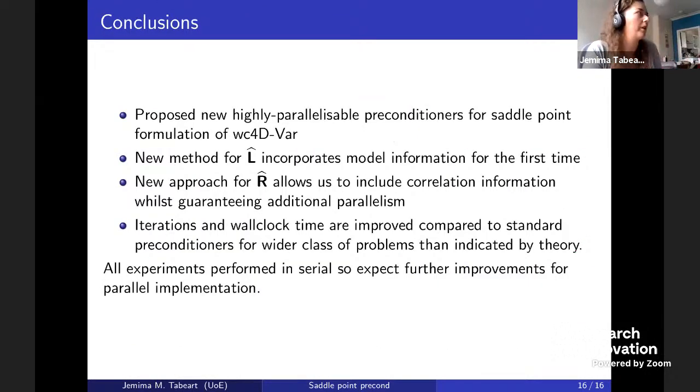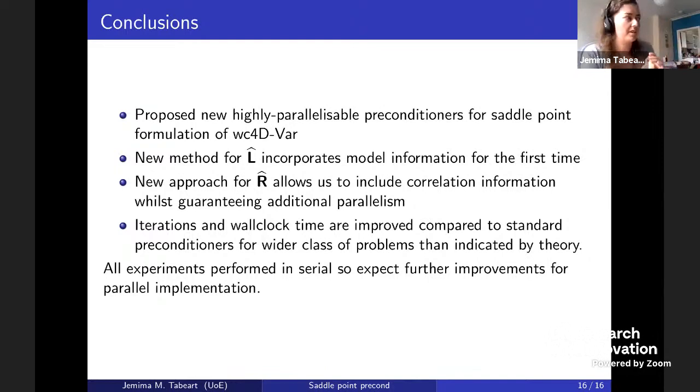So to wrap up on what I've just presented, we proposed some new highly parallelizable preconditioners for the saddle point formulation of this weak constraint 4D-Var problem. Our new method for L includes model information, we think, for the first time. Our new approach for R allows us to include correlation information and also guarantees that we have additional parallelism. We find that iterations and wall clock time are improved compared to the standard choices of preconditioners, and not just for the problems where our theory says it should, but more broadly.